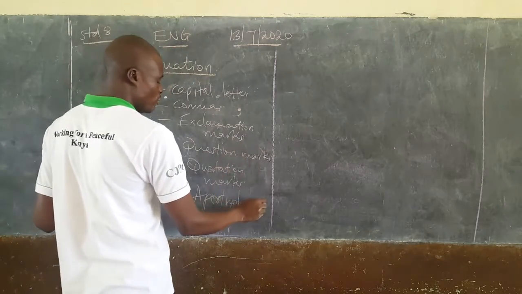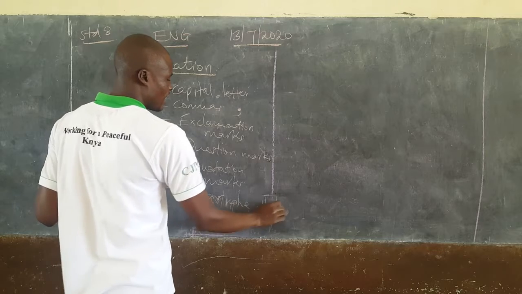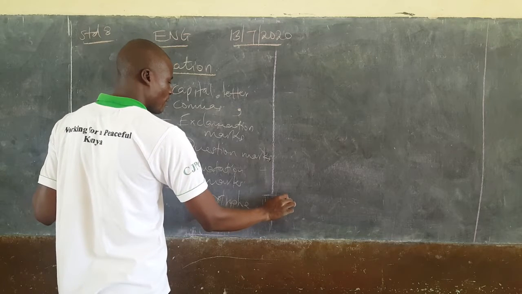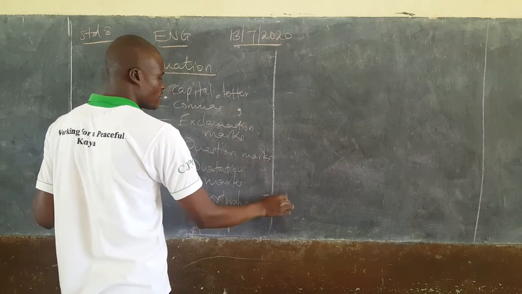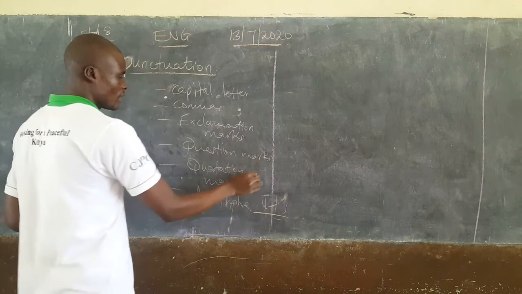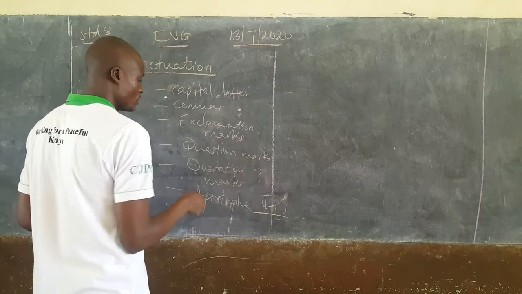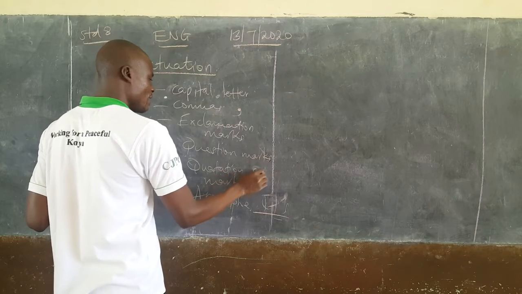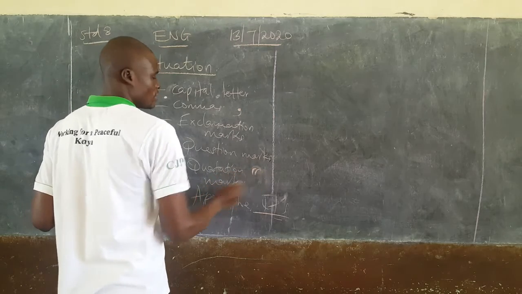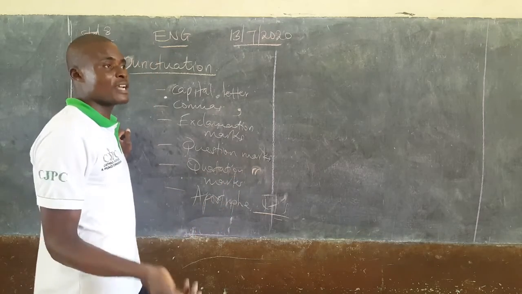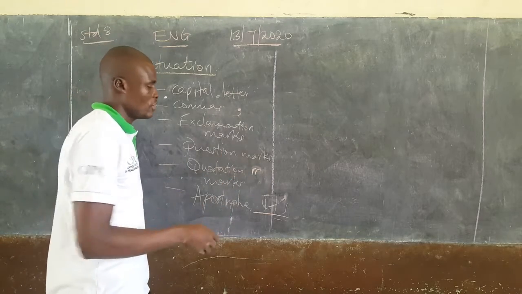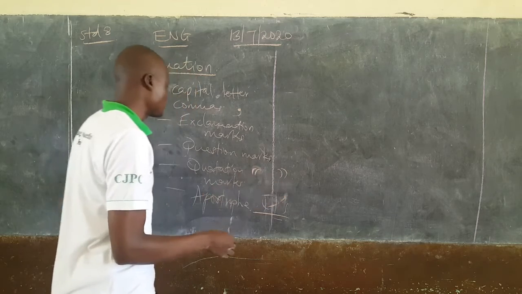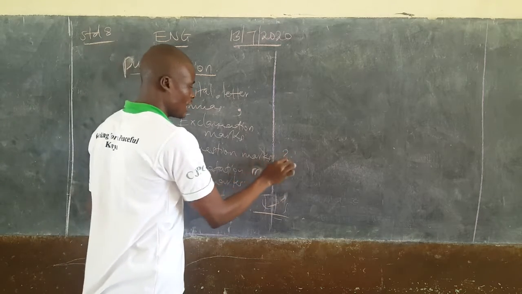The apostrophe looks like a comma, but you put it at the top of a sentence. Like you can have it's, and the place where the mark is put is called an apostrophe. A question mark looks like this and is used in questions. Then quotation marks are at the beginning of quotes, the actual words spoken by a speaker, like the ones we normally use in direct speech. We open and then we close at the end.